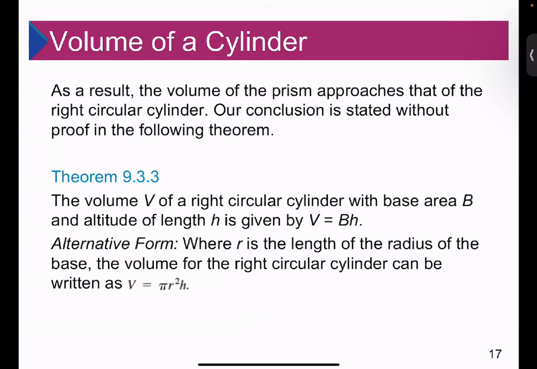The volume V of a right circular cylinder with base area B and altitude of length H is given by capital V is equal to capital B times H. In the alternative form, where r is the length of the radius of the base, the volume for the right circular cylinder can be written as V equal to pi r squared H.